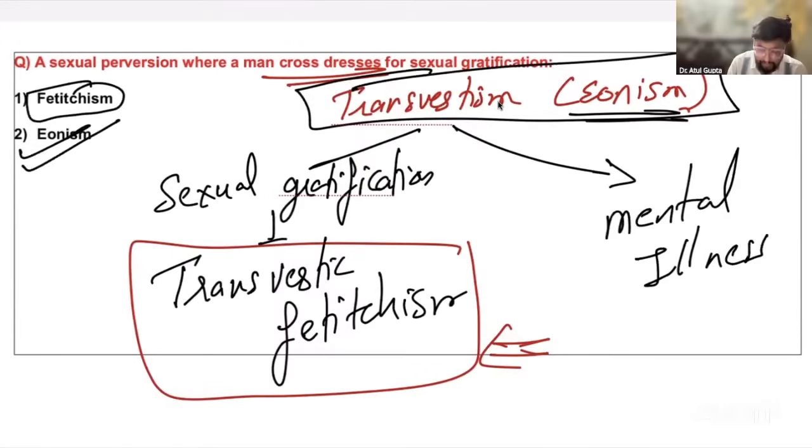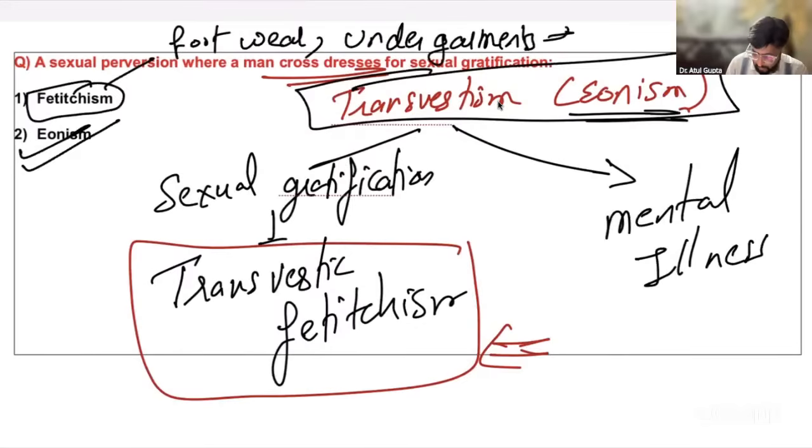In case of fetishism, it is not cross-dressing. It is like footwear, undergarments, objects of the opposite sex. But here the person is wearing the clothes of the opposite sex. So we'll mark eonism as the answer.